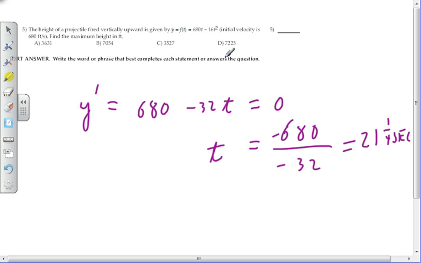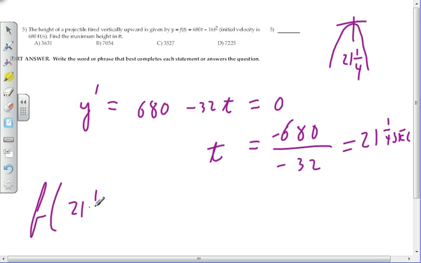So when I take the first derivative of the position function and set it equal to 0, that gives me the maximum. So the maximum height is going to occur at t equal to 21 and a quarter. Okay, so the maximum height is going to be f at 21 and a quarter, because that's my position function.